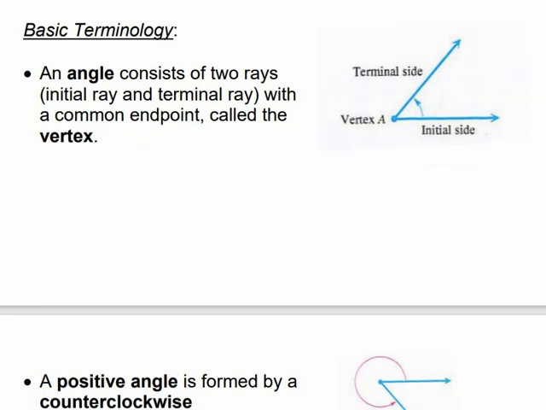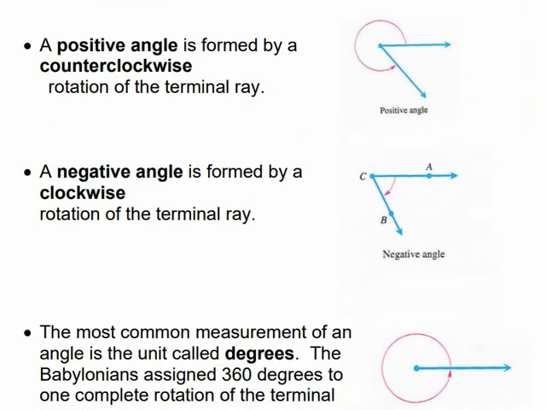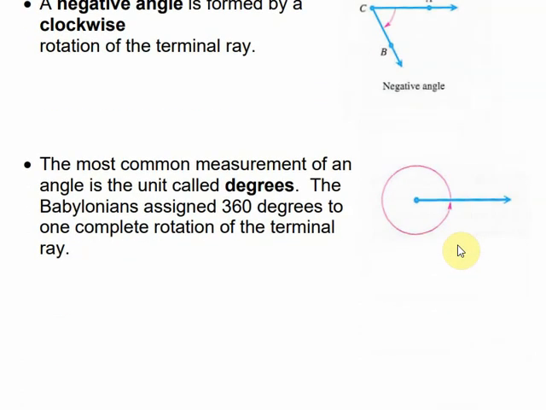Now we can have different types of angles. A positive angle is an angle that's formed by a counterclockwise rotation of the terminal ray. So here is our initial side, and then if we rotate counterclockwise, we're going to have a positive angle. If we start with our initial side and we rotate clockwise, then that will be a negative angle. The most common measurement in an angle is a unit called degrees. The Babylonians assigned 360 degrees to one complete rotation of the terminal ray. So if we go all the way around, that's 360 degrees.